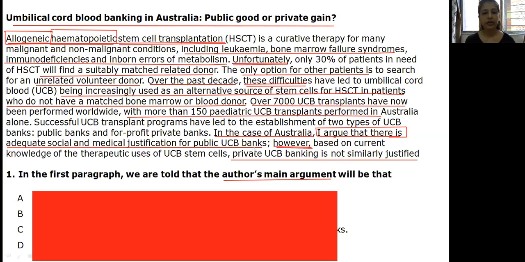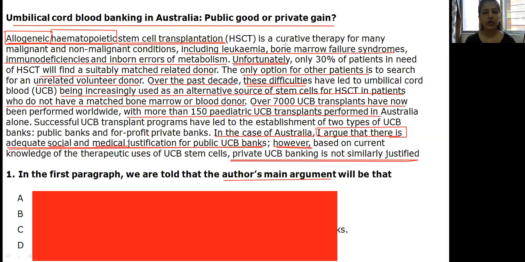And the argument is in two phases, right? One phase says that the public UCB banking is justified. There is adequate social and medical justification. But the similar justification is lacking for private UCB banking.